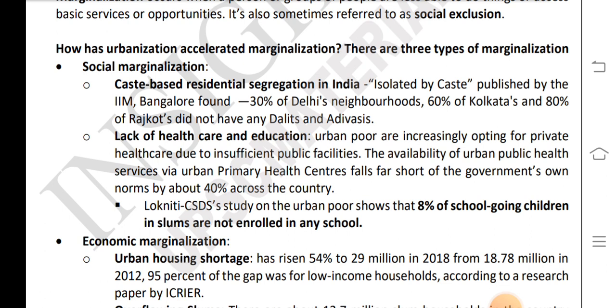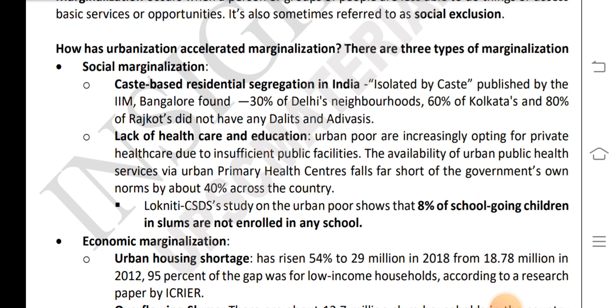in India. Isolated by caste: a study published by IIM Bangalore found that 30% of Delhi neighborhoods, 60% of Kolkata's and 80% of Rajkot's did not have any Dalits or Adivasis. Lack of healthcare and education.